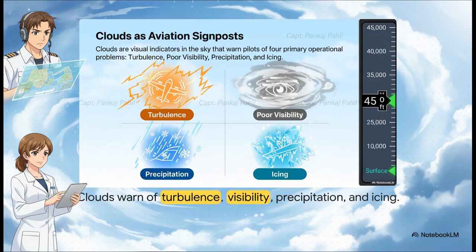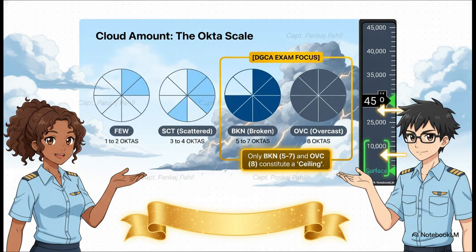First up is turbulence, that bumpy air that can seriously compromise your aircraft control. Second is poor visibility, which completely dictates whether we can cruise along under visual flight rules or if we suddenly need to rely on our instruments. Third is precipitation, so rain, hail, or snow. And finally, icing. Icing is a silent killer that physically changes the aerodynamic shape of our wings. So whenever you see a cloud, the very first question you need to ask yourself is, which of these 4 threats is it hiding?